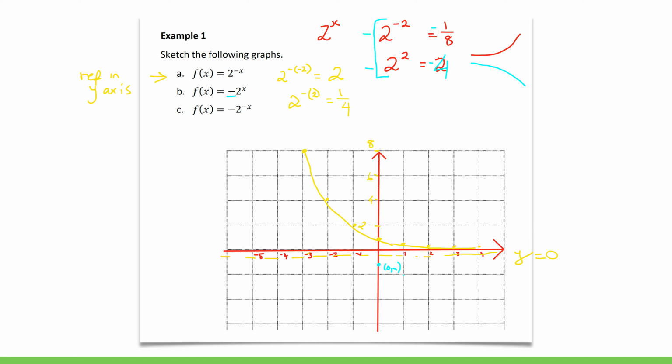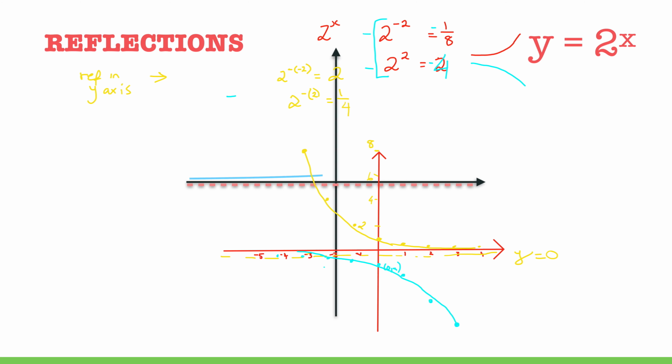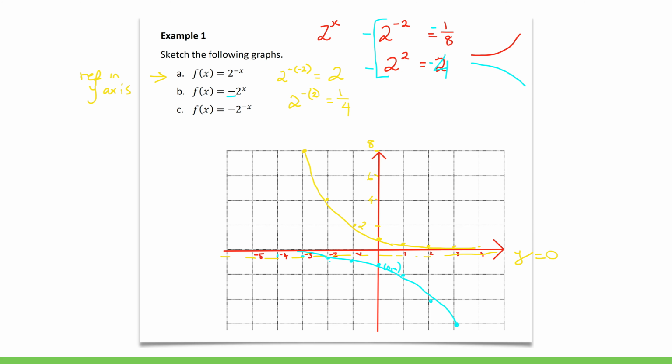When x is 1, I will have my value being -2. When x is 2, it'll be -4. When x is 3, it will be -8. When x is -1, it'll be -1/2, -2 will be -1/4, -3 will be -1/8, -4 will be -1/16, and so on. The asymptote will remain at y is equal to 0.